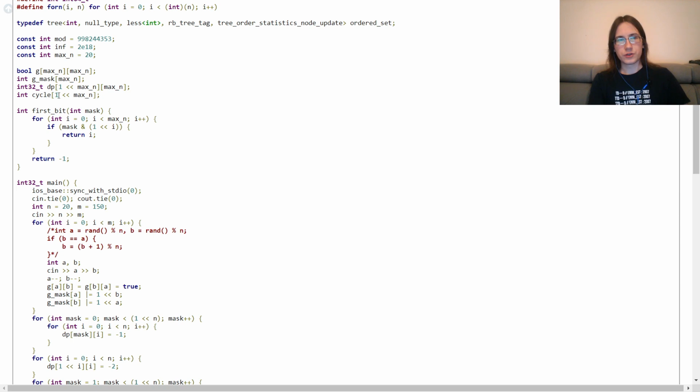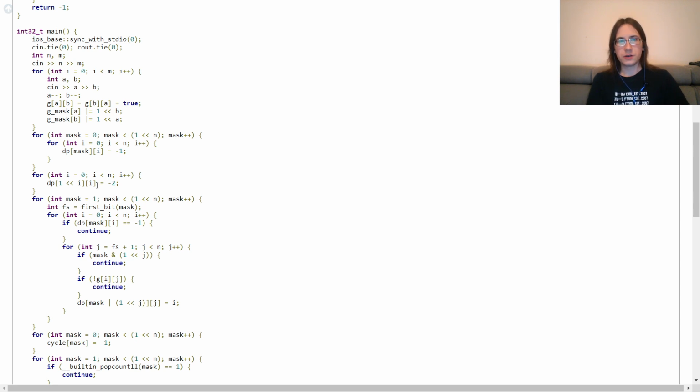Normally this array would also just store true or false for every mask if it is a cycle or not, but as we need to recover the cycle, I also store the last vertex visited by the process that builds such a cycle. The basic states of the dp, also known as starting states of the process, is when we are standing in some vertex and we have only visited it. For such states, I set the value to -2, which means that the path exists, but there's no second to last vertex on that path.